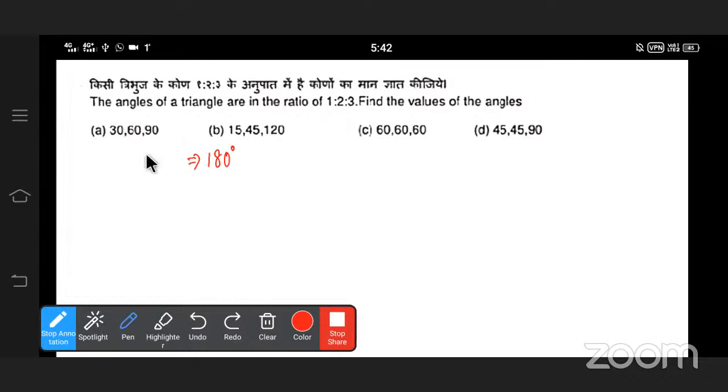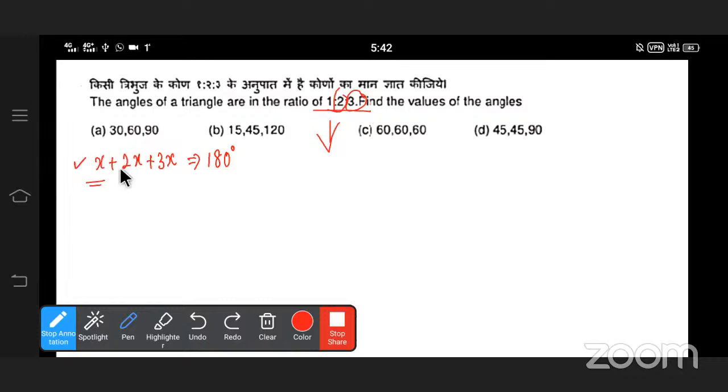So the 1 is to 2 is to 3, I'm taking as x plus 2x plus 3x because they gave the ratio as 1 is to 2 is to 3. If it is given in a ratio, I multiply by x. So for 1, I put x here. For 2, 2x. For 3, 3x. When I add all these angles, I get 180, because the sum of the angles of a triangle is 180. So I add all these numbers. Understand? Do you understand this step, ma'am?